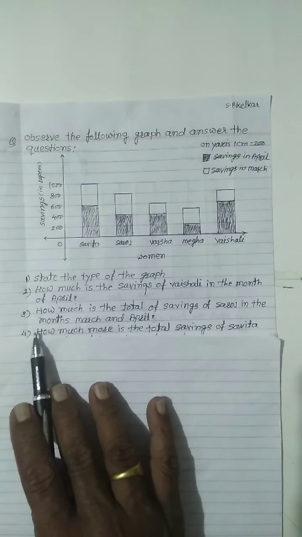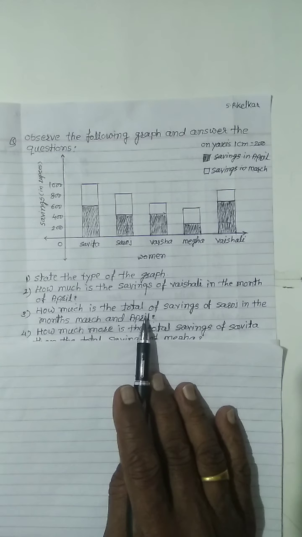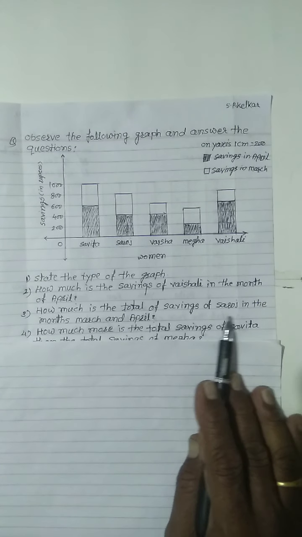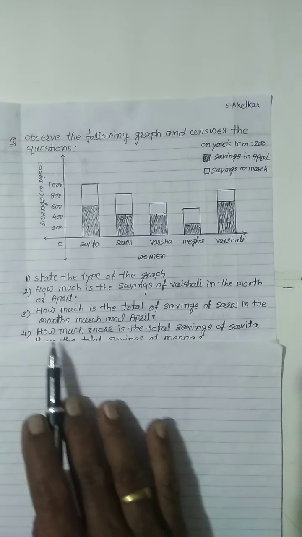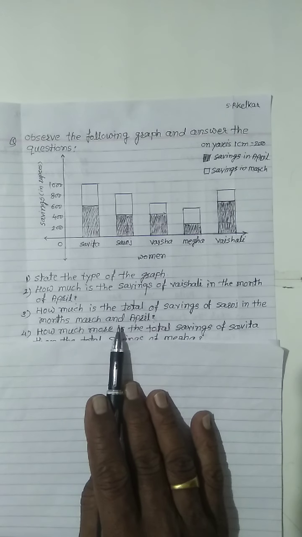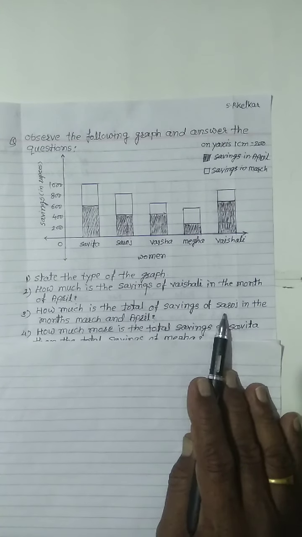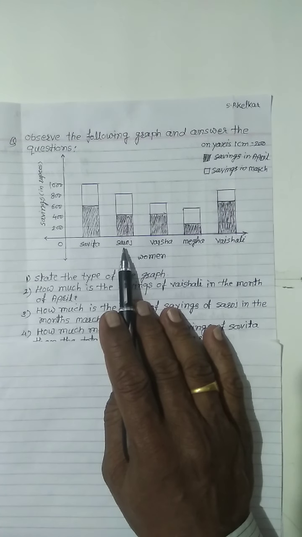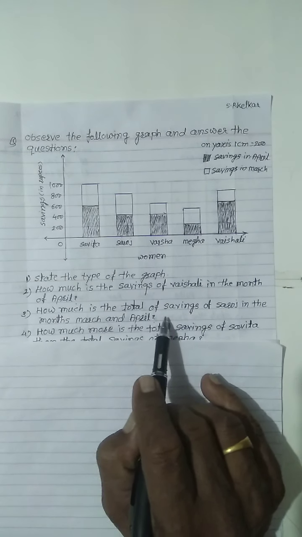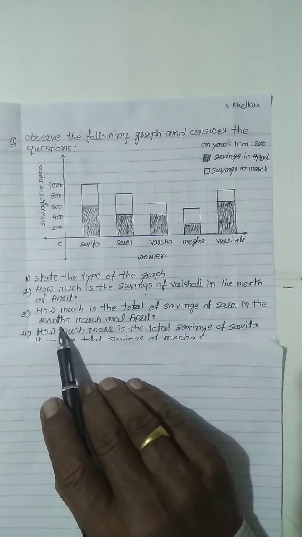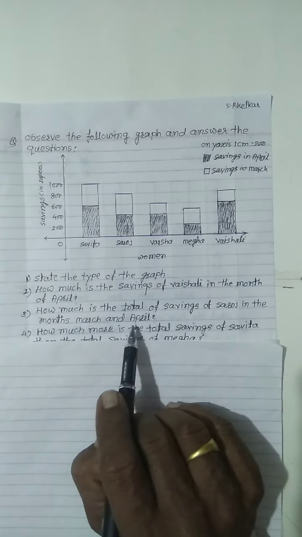Now see the third question. How much is the total saving of Saroj in the month of March and April? See the Saroj. Now this is the Saroj. How much is the total saving in the month of March and April?